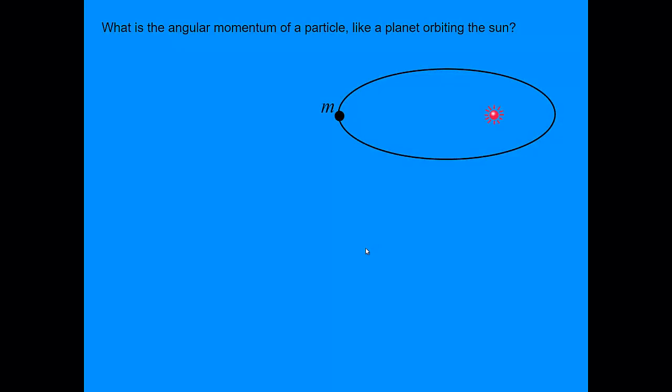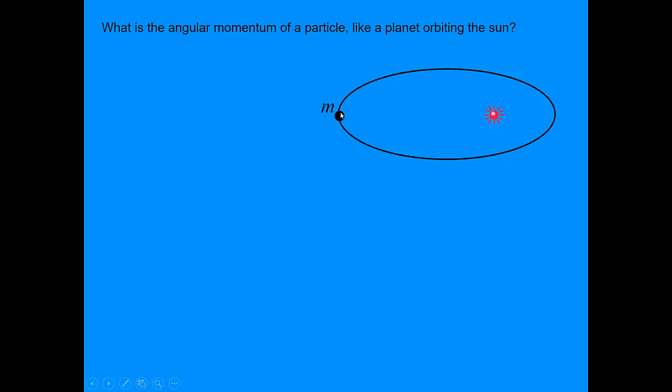So here's a second question. Angular momentum is often used when looking at things that are orbiting. Say, for example, here is a planet of mass m, which is orbiting a sun. Here's a mass, and it's in an elliptical orbit around that sun. Very elliptical, way more elliptical than any of the planets in our solar system, but for purposes of being able to see things, it makes life easier.